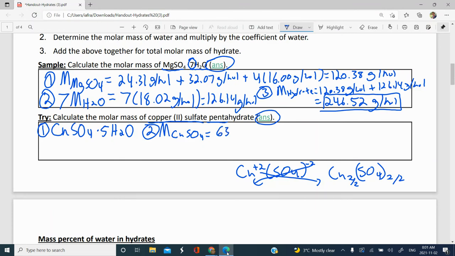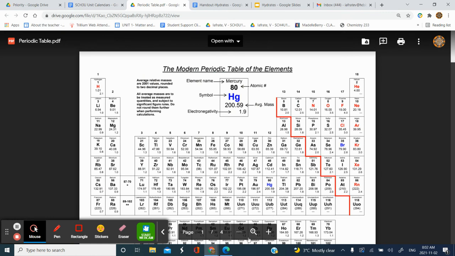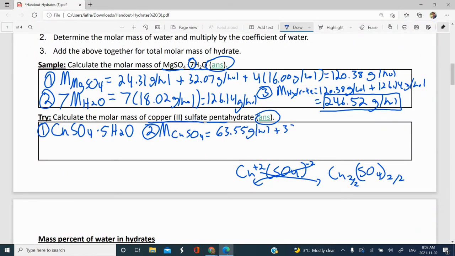So 63.55 grams per mole plus the sulfur, which we said was 32.07, but let's just confirm. Sulfur, that's right, 32.07 grams per mole. Plus the 4 times 16.00 grams per mole. And so that's going to be 63.55 plus 32.07 plus 64 gives us 159.62 grams per mole.